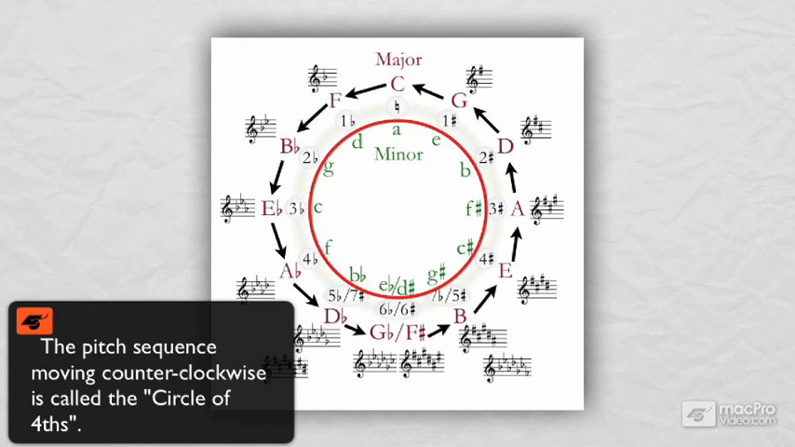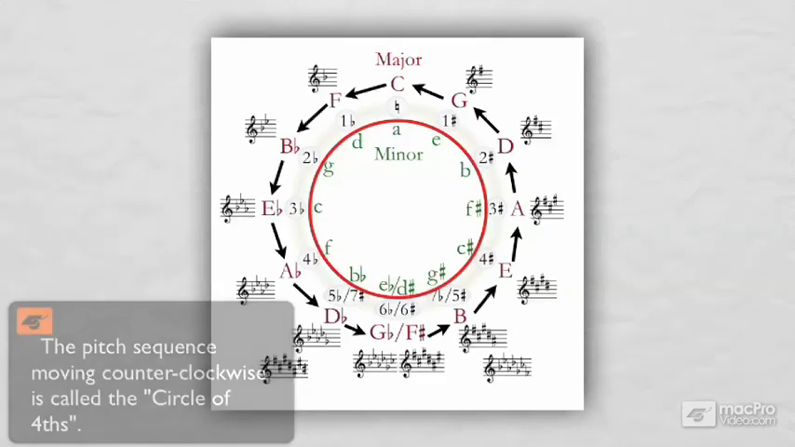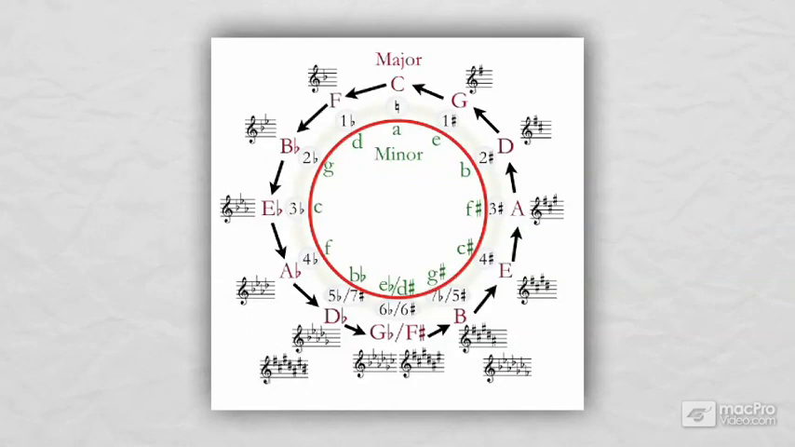Jazz musicians tend to place more importance on knowing the circle of fourths, since the movement of a fourth is so essential to jazz harmony. Classical musicians generally pay more attention to the circle of fifths. Join me in the next video now as we examine chord progressions and find out how they're constructed.